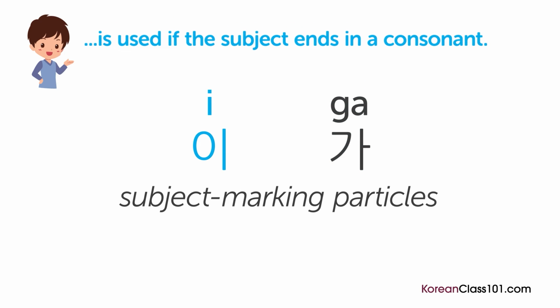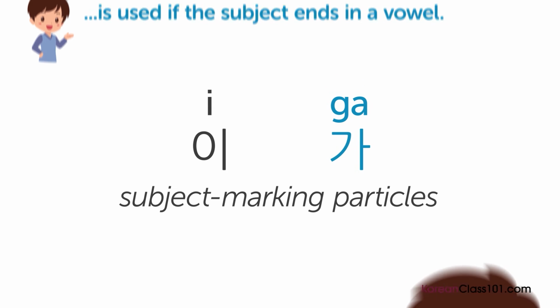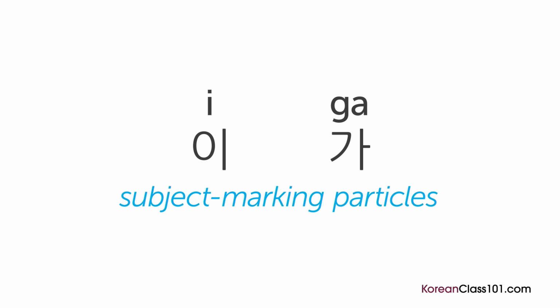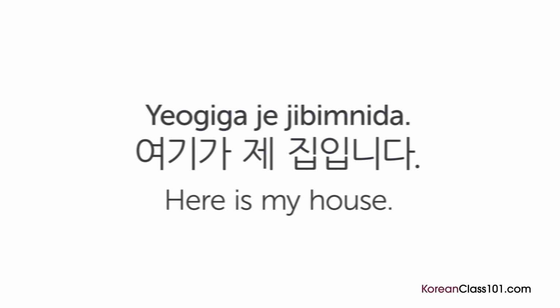이 is used if the subject ends in a consonant, and 가 is used if the subject ends in a vowel. Let's do some examples so you can learn how to use the subject marking particles correctly. Let's use 여기가 제 집입니다, meaning here's my house, as an example. In this sentence, we use the subject marking particle 가 next to the noun 여기, meaning here, to mark the noun 여기 as the subject of this sentence.